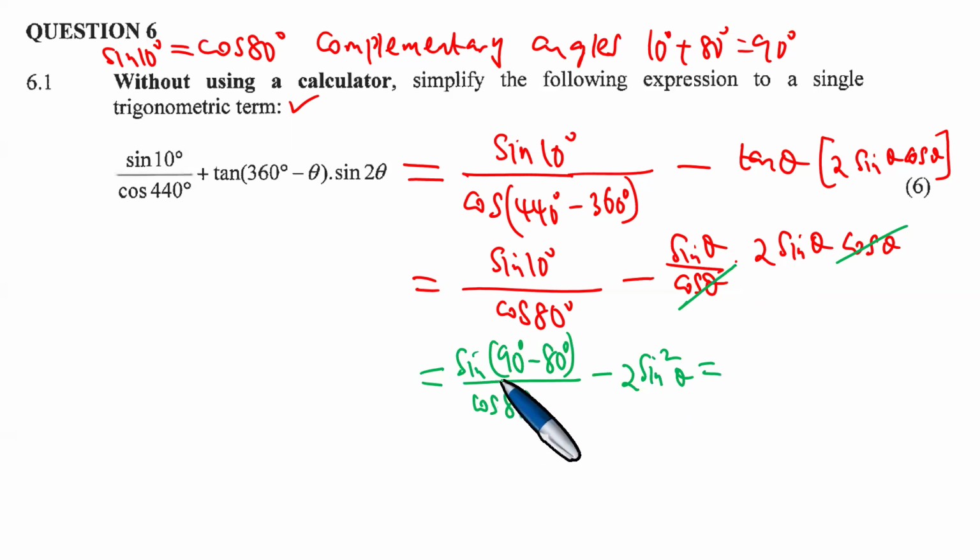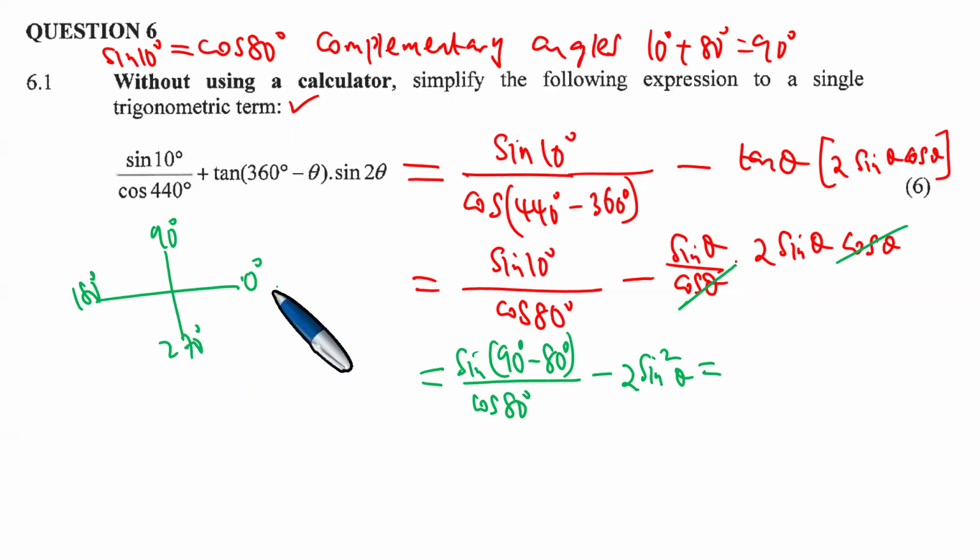Okay, so now 90 minus theta is in the first quadrant. If you have 0 degrees, 90 degrees, 180 degrees, 270 degrees, 360 degrees, and you have 90 minus theta, and then you have 90 degrees plus theta.